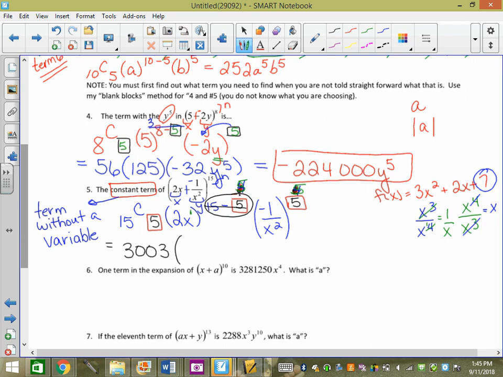Now, this is 15 minus 5, which is 10. So I have to remember to go 2 to the 10, though, right? We can't forget that. What's 2 to the 10? A really large number. How much? X to the 10? 1, 0, 2, 4. Oh, I really switched those.